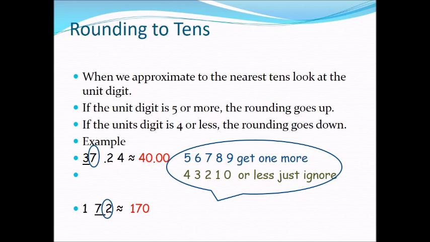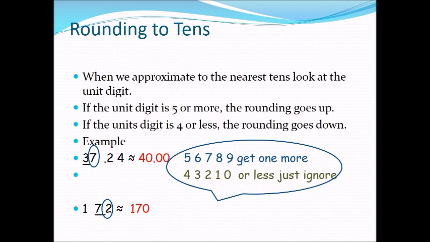When we approximate to the nearest tens, look to the next door. What is the next door beside tens? The unit digit. If the unit digit is 5 or more, the rounding goes up. And if the unit digit is a 4 or less, rounding goes down. I always say that 5 or more is one of the strong numbers and 4 or less is one of the weak numbers. Let's see the example.